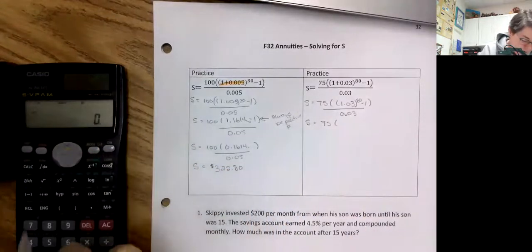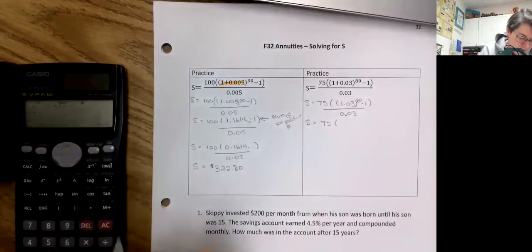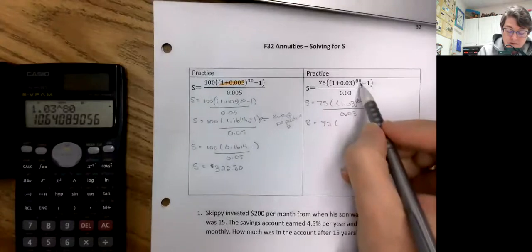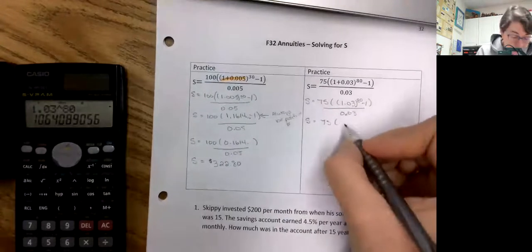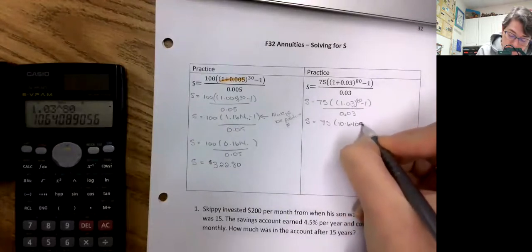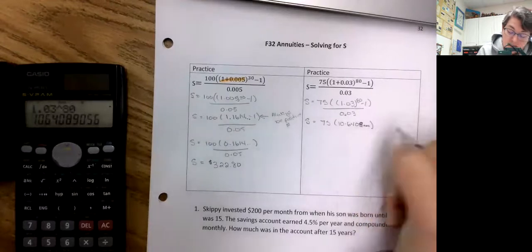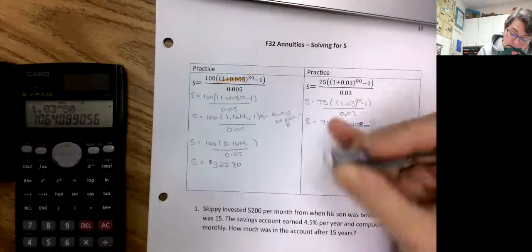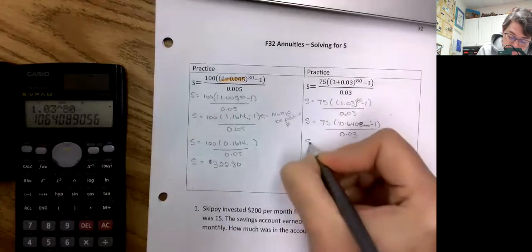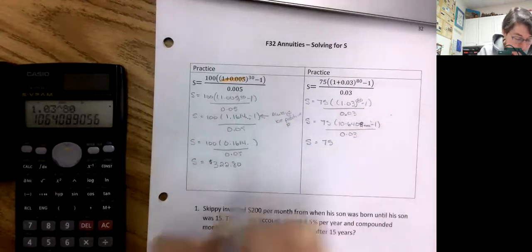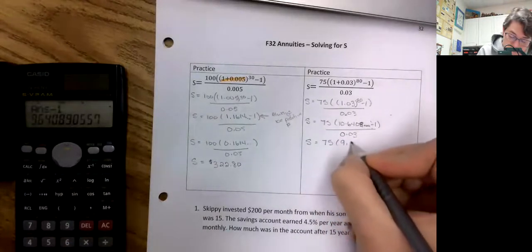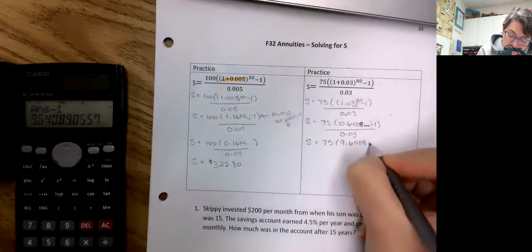All right, here we go. 1.03 to the 80th power. That seems big, but you know what? It's to the 80th power, so sure, let's go with that. 10.6408. It doesn't matter because I'm leaving it on my calculator. And I forgot the minus 1. All right, so minus 1 gives 9.6408 over 0.03.